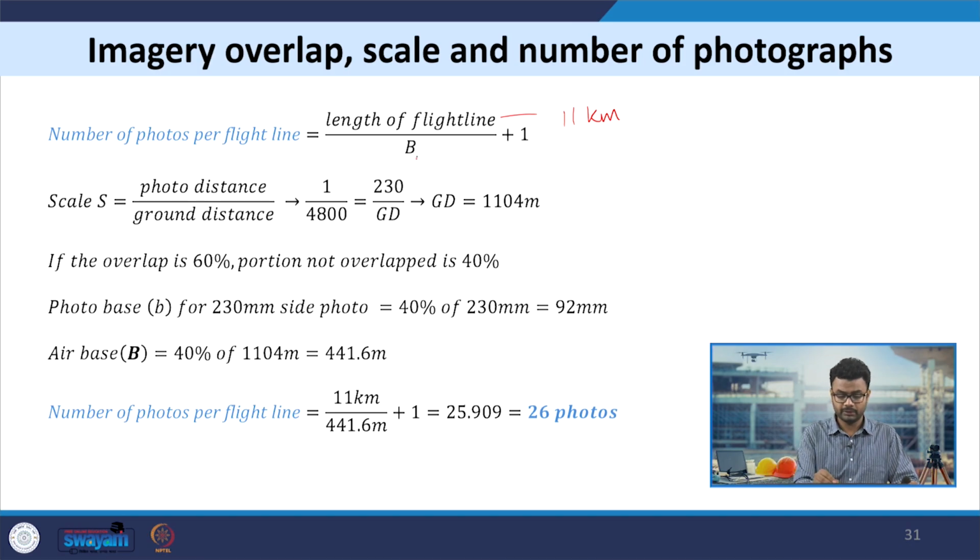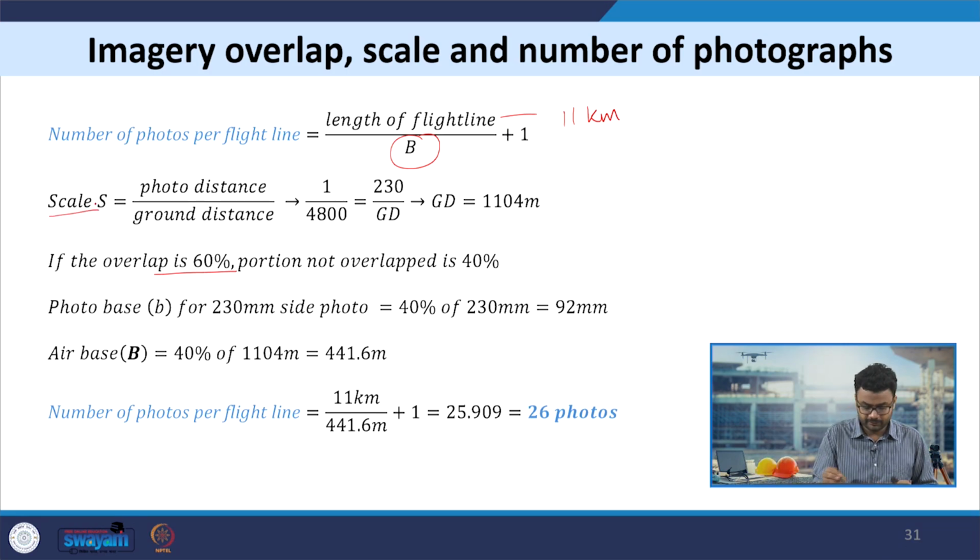However, what we don't know is the airbase. But you should recall at this stage that we discussed earlier that airbase is equal to the non-overlap portion on the ground. So since overlap is 60%, the non-overlap portion becomes 40%. The length of the photograph is 230 mm, and based on the scale we can calculate the length covered on the ground, and 40% of that is equal to the airbase.